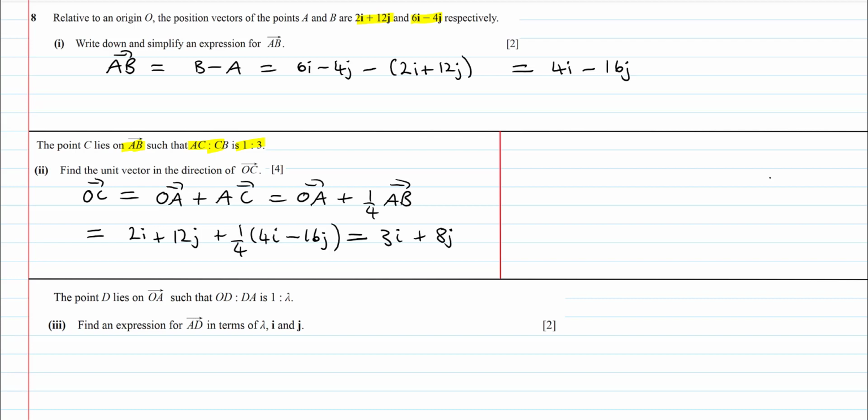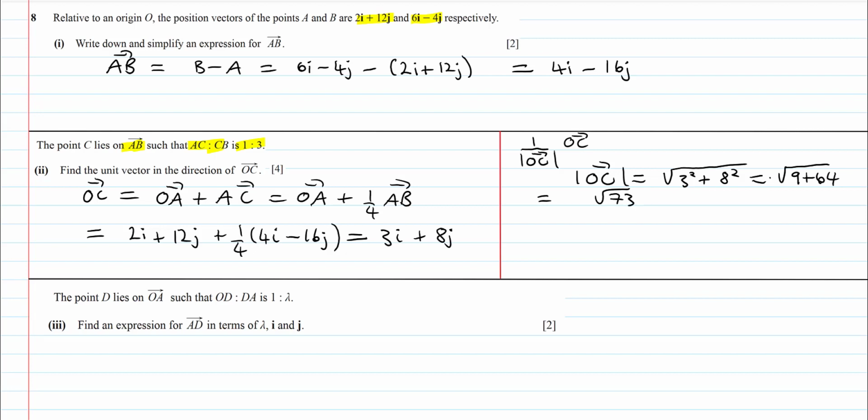What we need to do now is find the magnitude of this vector, because the unit vector in the direction of OC is going to be 1 over the magnitude of OC times the vector OC. So the magnitude of OC is equal to the square root of 3 squared plus 8 squared. 3 squared is 9, 8 squared is 64, so 9 plus 64 equals the square root of 73.